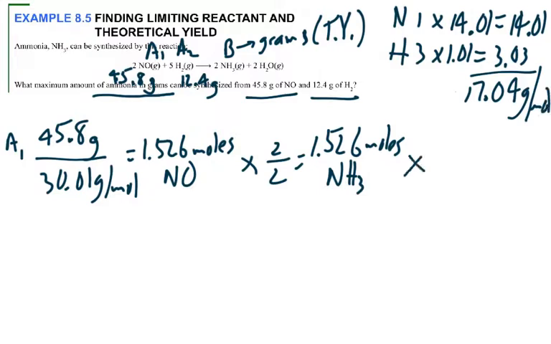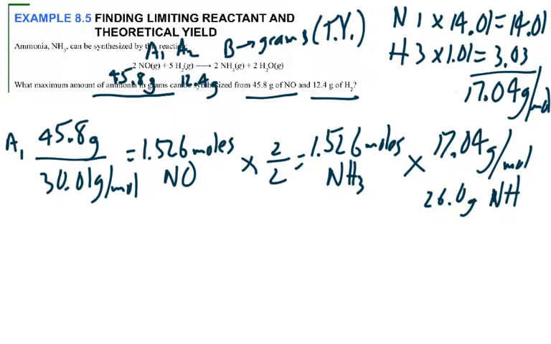So the last step is to multiply by the molar mass. Notice I did not use the coefficient in front of the NH3. You never do when finding molar mass. And when we multiply and round, I'm going to round this to 3 significant digits, I end up getting 26.0 grams of NH3. Now let's put a box here. We're going to need to do another mass to mass. We're going to need to do A2 now.